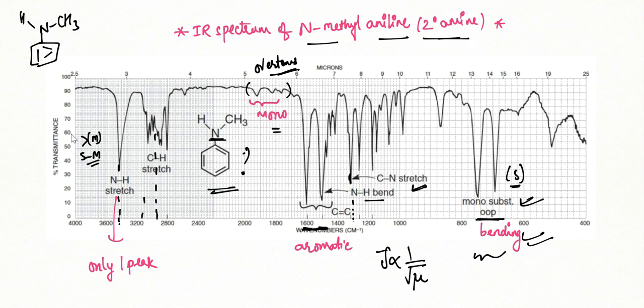So first of all, we saw it is a 2-degree amine. Why? Because we are only getting one peak for nitrogen hydrogen. Secondly, in this 1500 to 1600 region, we are also having aromatic carbon-carbon double bond stretching frequency, as well as the bending vibration, NH bending. Also we saw carbon nitrogen stretching. Also we saw the mono substitution, out of plane bending vibrations, and in the overtone region we just confirmed it with the type of pattern that we see over here.